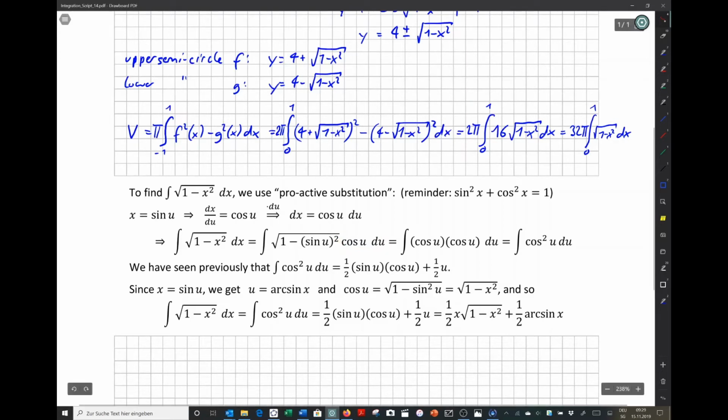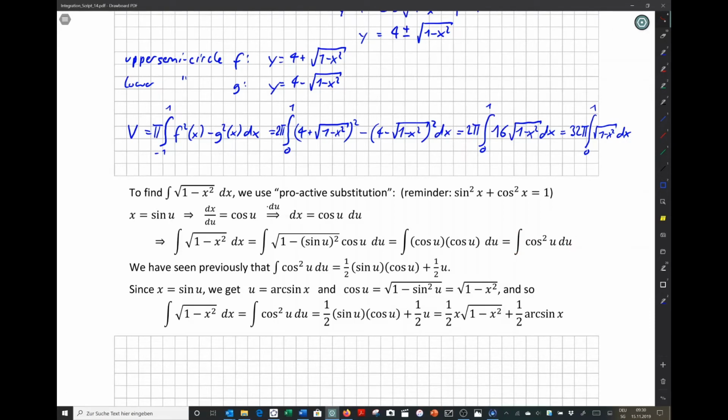So, reminding you, sine squared of x plus cosine squared of x is 1. So I get cosine squared of x is 1 minus sine squared of x. And since I'm taking the root here, I'll get cosine of u. I have to find the integral of cosine squared of u du.